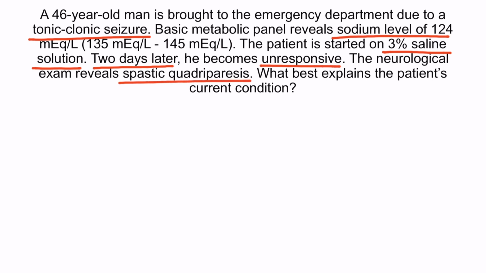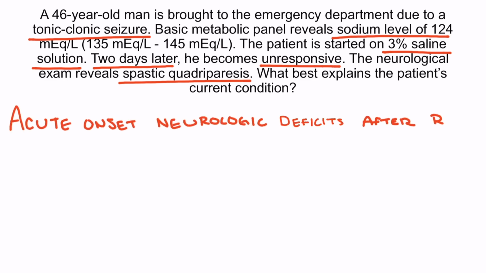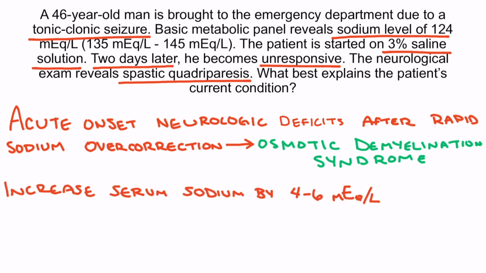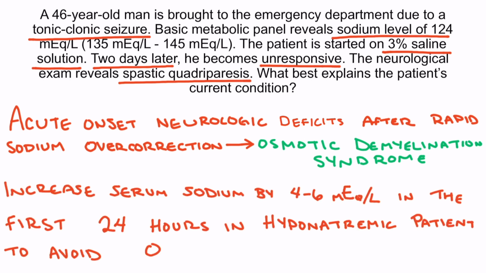The most likely explanation for this patient's current condition is osmotic demyelination syndrome, previously called central pontine myelinolysis. This likely happened due to rapid sodium overcorrection displacing water from the pontine neurons. Osmotic demyelination syndrome can present with various neurological deficits, including paraparesis, quadriparesis, dysarthria, locked-in syndrome, and coma. To avoid osmotic demyelination syndrome in a hyponatremic patient, the serum sodium level should be corrected by 4 to 6 milliequivalents per liter in the first 24 hours.